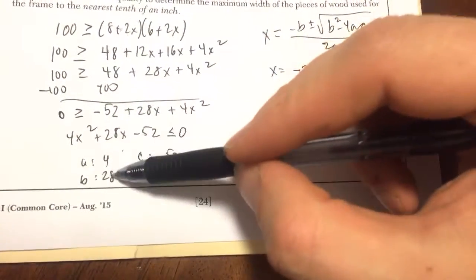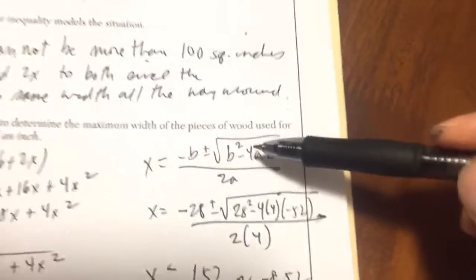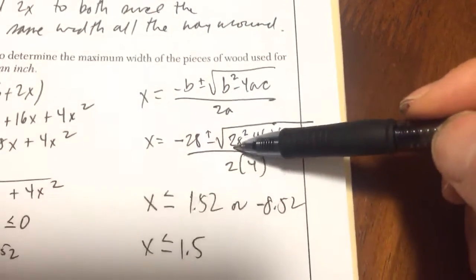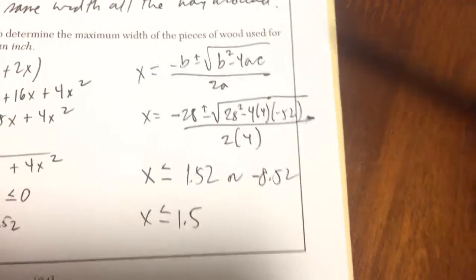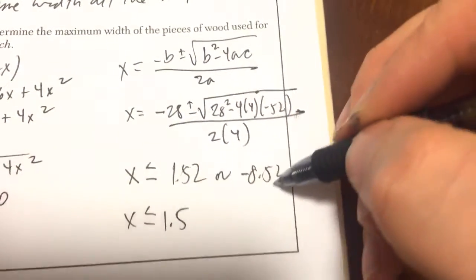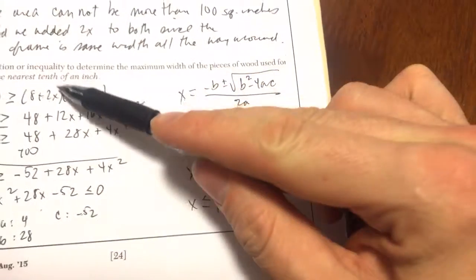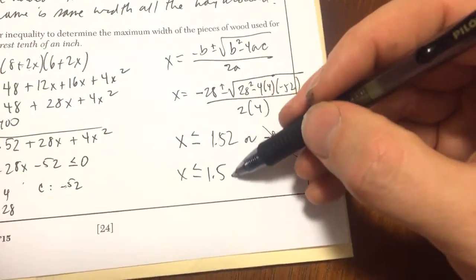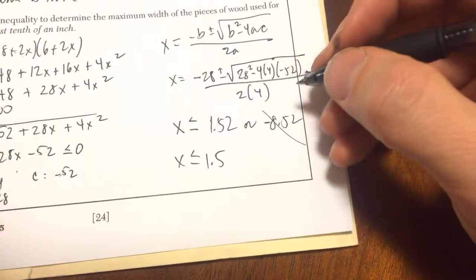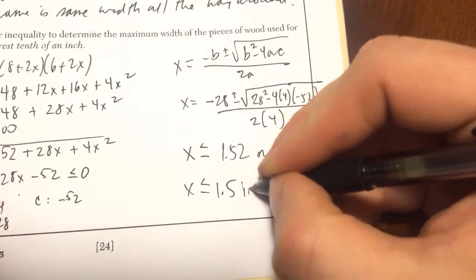Plugging in all of these A's, B's, and C's into the quadratic formula, I get such. Putting into my calculator, I either get 1.52 or negative. Can't have negative in terms of measurements. They want it to the nearest inch, so it looks like it has to be at the maximum of 1.5 inches.